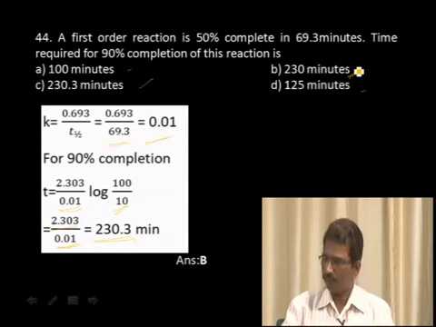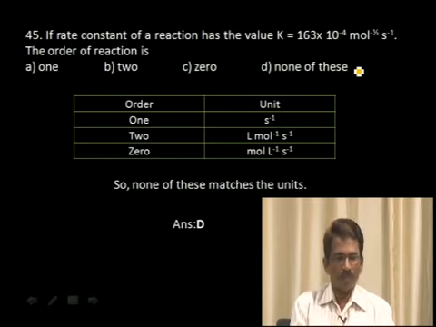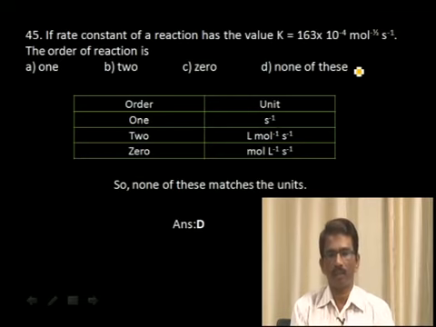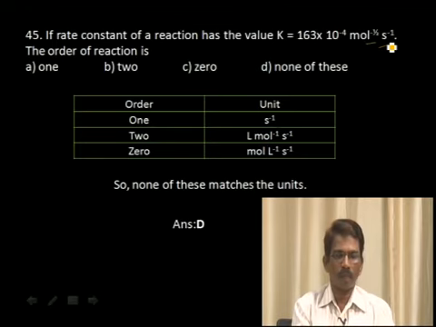option B. In question number 45, if the rate constant of a reaction has the value K is equal to 163 into 10 power minus 4 mole to the power minus half and second to the power minus 1, what is the order of reaction? As we know, if the order of reaction is 1, the rate constant of first order is normally either per second or it can be per minute also.